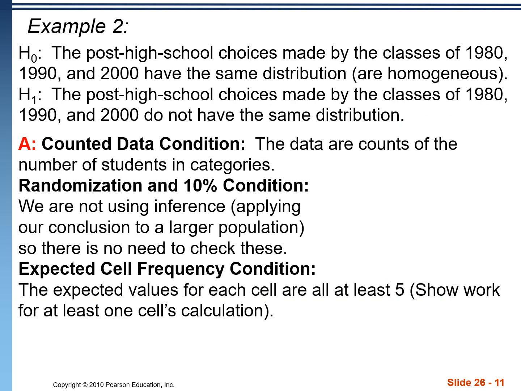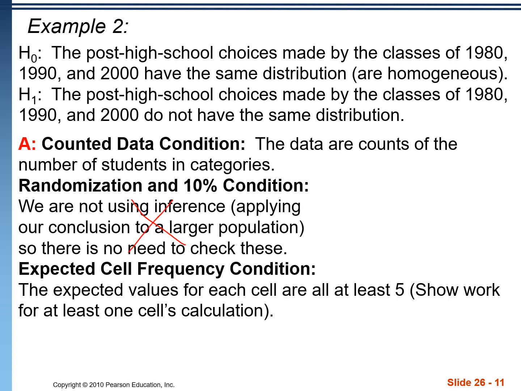Assumptions and conditions. The data are counts of the number of students in the categories. Randomization and the 10% condition, we actually don't need to check because we're not generalizing. We're not talking about all the students across all the high schools in 1980, 1990, 2000. We're just saying, is our sample from 1980 the same as, quote unquote, 1990 and 2000? Since we're not generalizing, we're not using inference and applying our conclusion to a larger population. So there's really nothing that we need to check here.